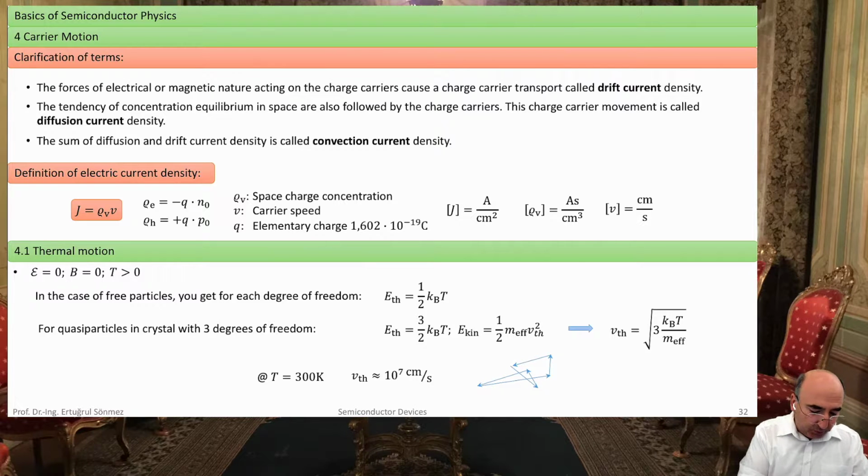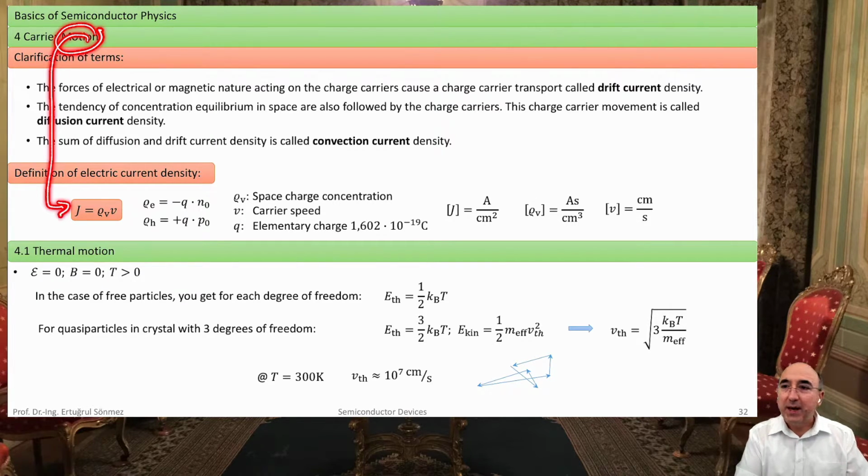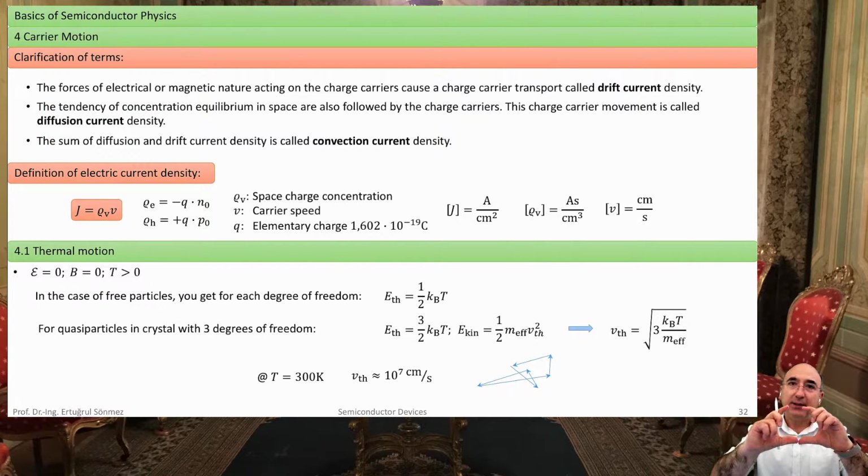So for what do we do the motion? We do the motion for the current, as we are not interested in the absolute current level, but as we are interested in the current per area. Because if you want a high level of current, you make a high area device. Basically, that's the case.